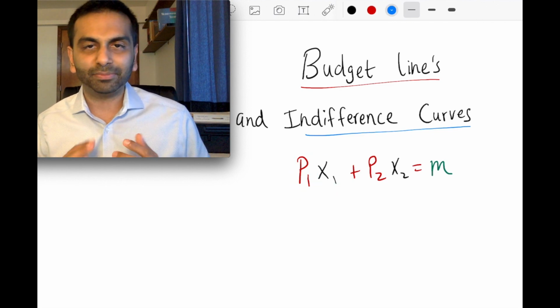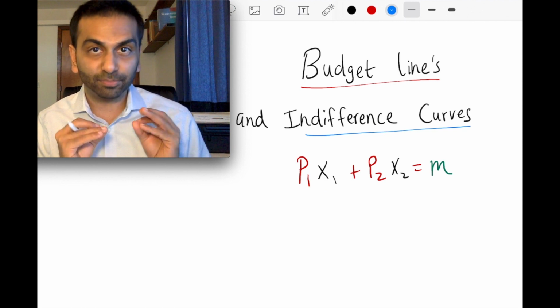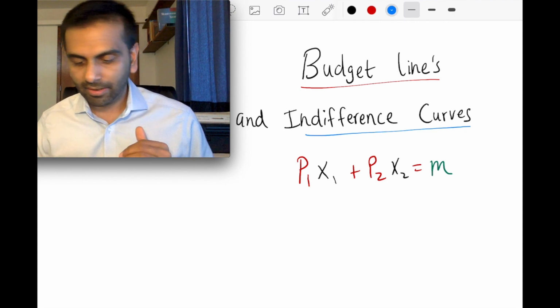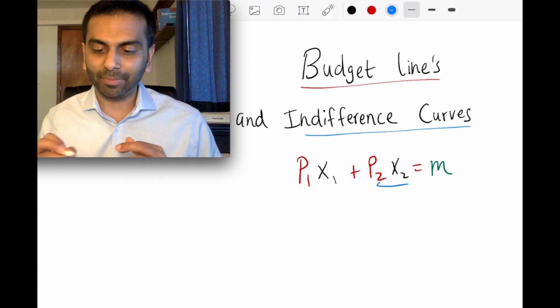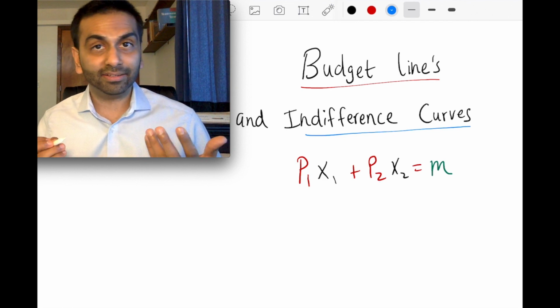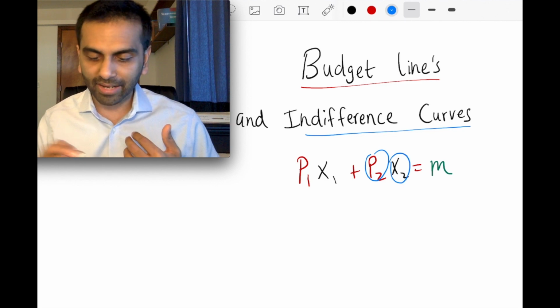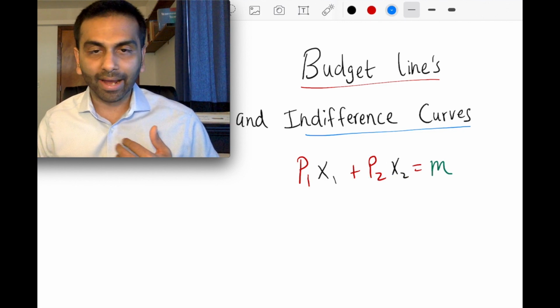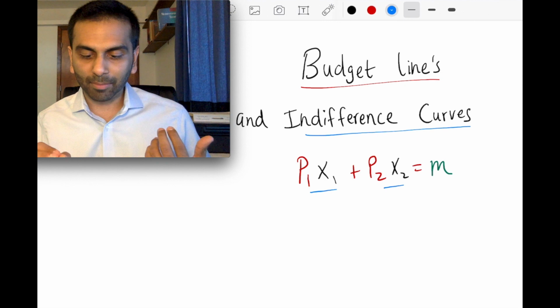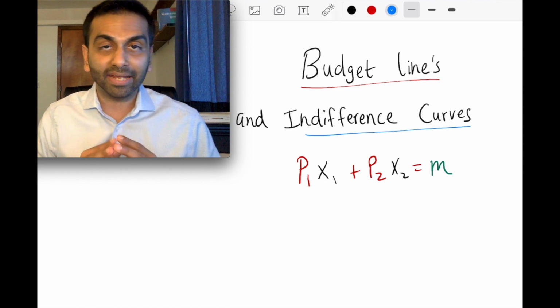So that product gives me how many total dollars I spent on that good. And then P2X2 is how many total dollars I spent on the other good, right? It's the price of each banana, and this is the number of bananas that I bought. And so those two add up to how much total money I'm spending on apples and bananas combined.